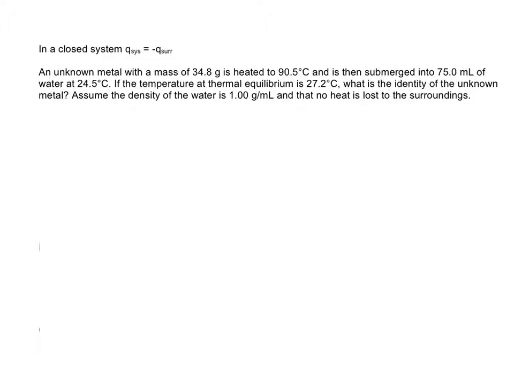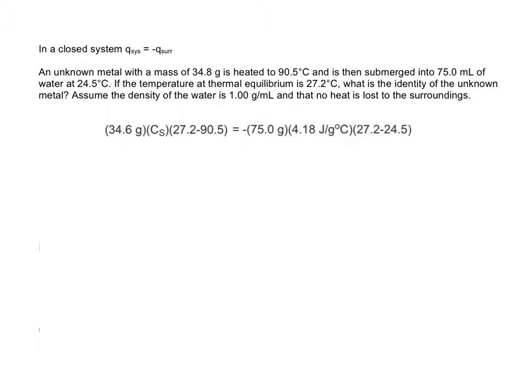Our system is our unknown metal. The mass of that metal is 34.8 grams. We don't know the specific heat, the C sub S, so we're just going to call it X. Our change in temperature is going to be our final temperature, which is 27.2, minus the initial temperature, which is 90.5. We're going to get a negative number there because the temperature goes down. That is going to be equal to the negative heat of our surroundings.